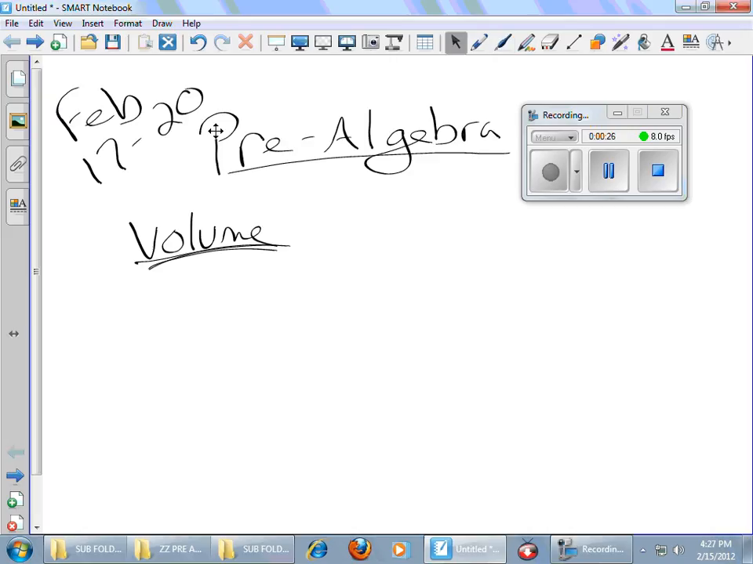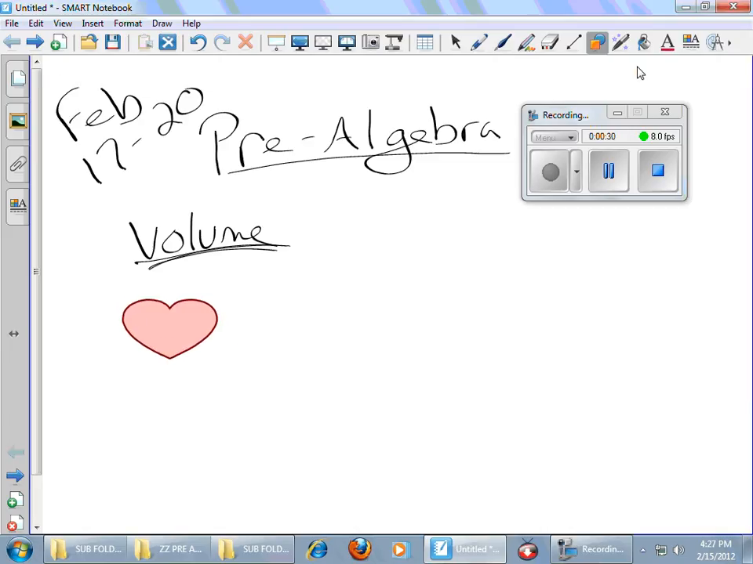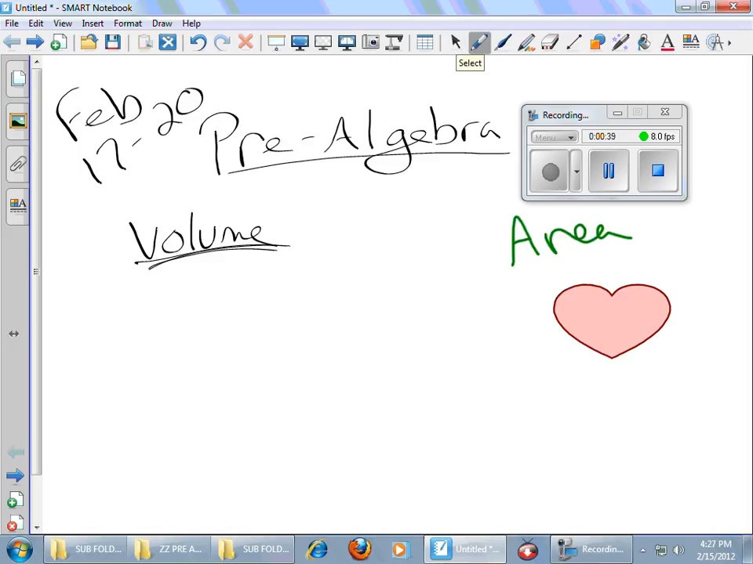Now, let's first of all check out some shapes here. You see this heart? I give my heart to you. That heart has area. It does not have volume. Let me put it over here on the area side. Area. Okay, it has area, not volume.